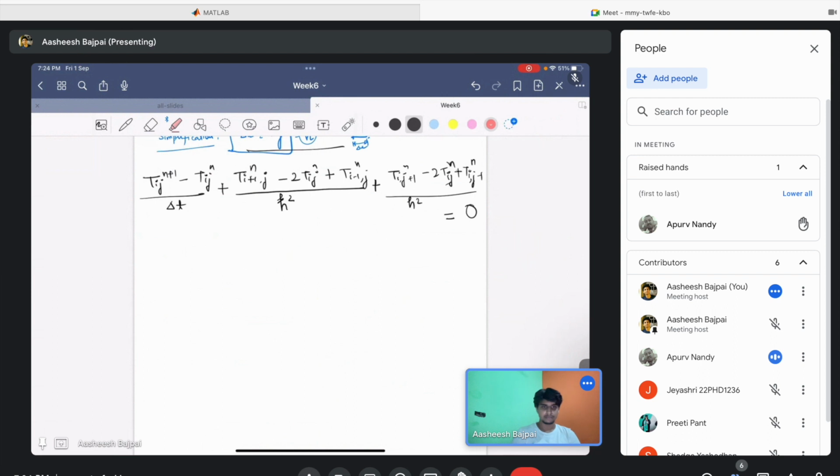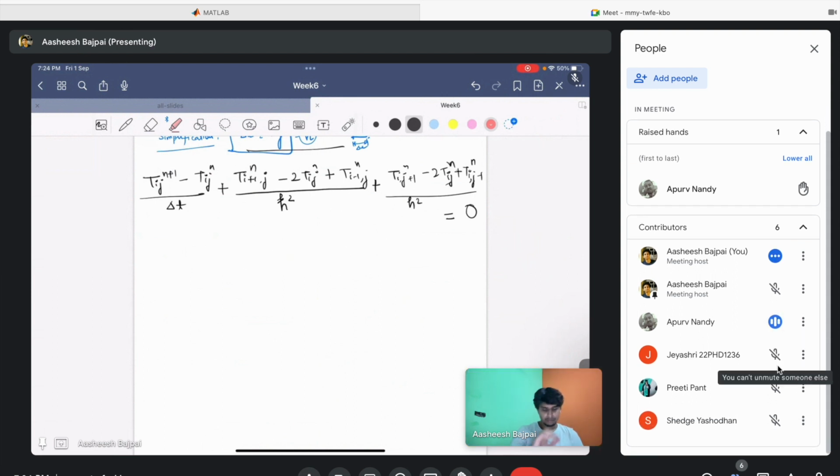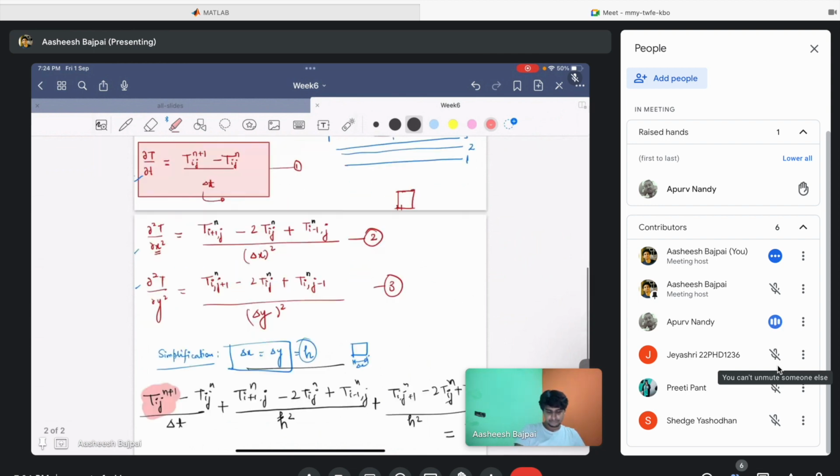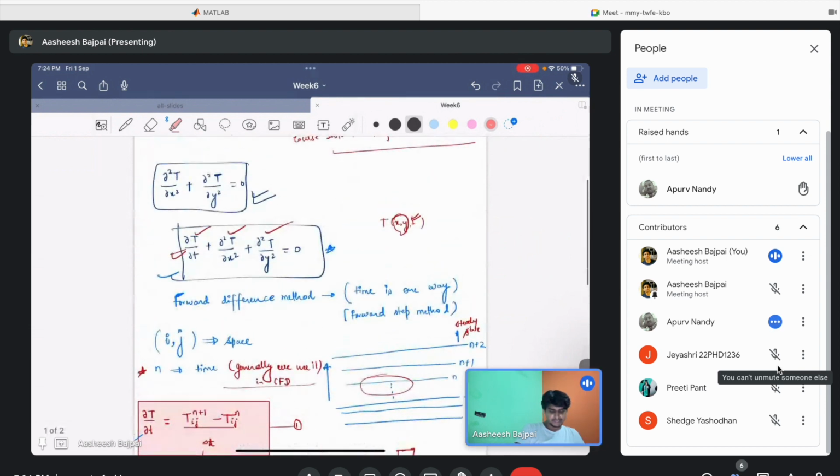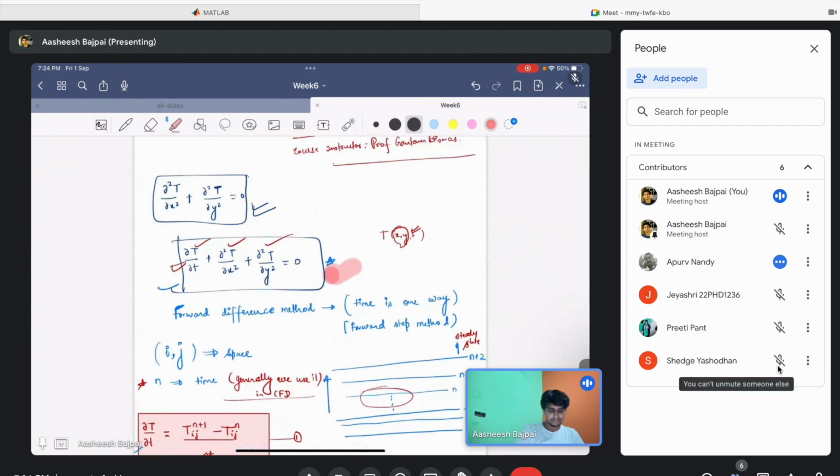Okay, somebody. Yeah, Apurva. No, it's this kind of governing equation I made. It's fine. It can be like that also, as you were saying. It can be like this also. No, it's correct, Apurva. You just check it.